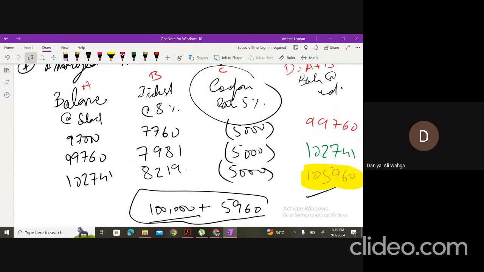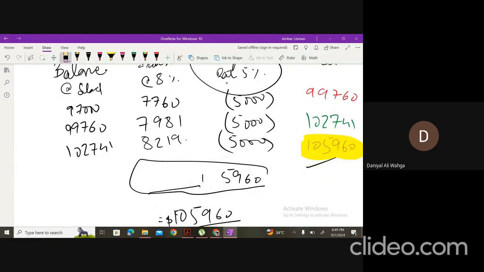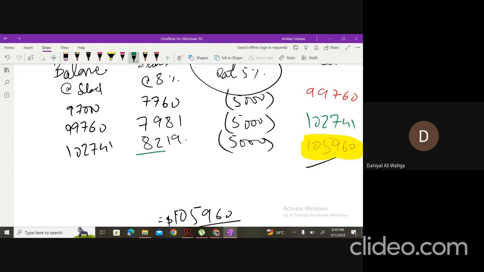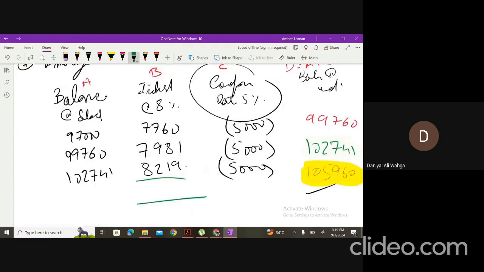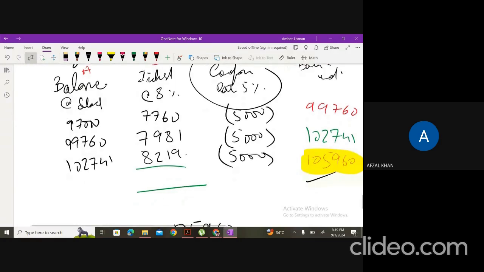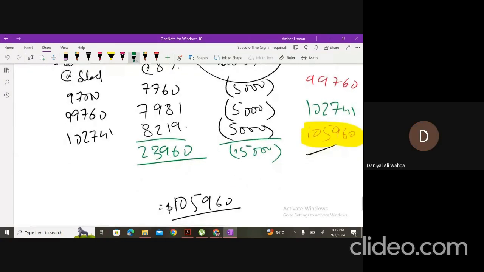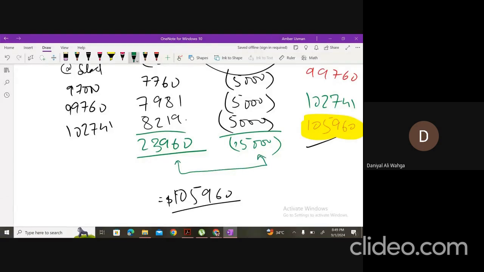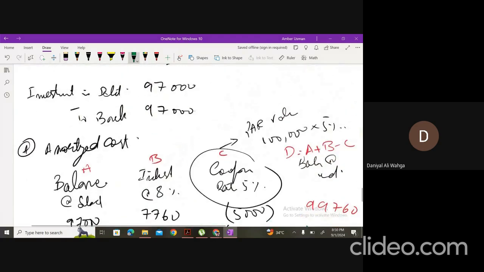Another thing needs to be discussed first. Just make a total of column B, which is 23,960. The total of column C is 15,000. Deduct both of these values, and we get 8,960.